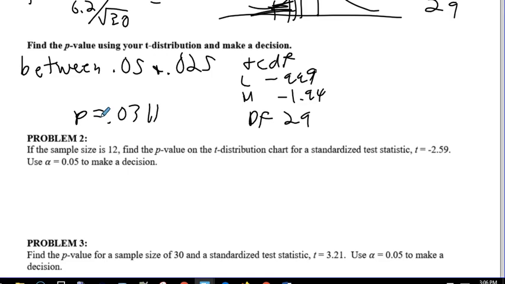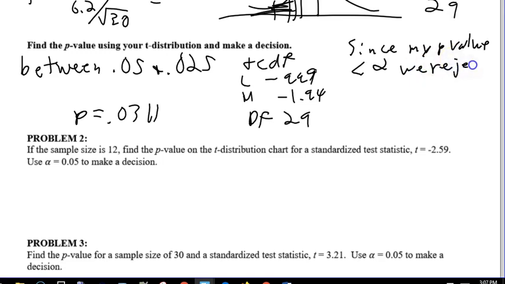Now we have to do one of our statements. Since my p-value, it's not going to be a big one, is less than alpha, we reject the H0. Okay, that's it. Since my p-value is less than alpha, we reject the H0.